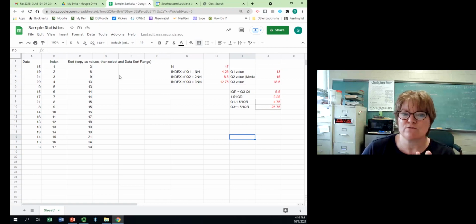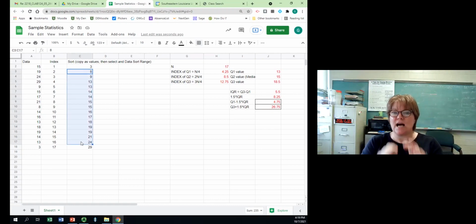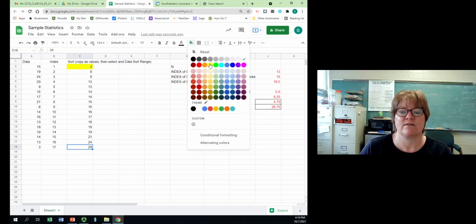So I'm just going to sort of draw a line in some sense. So 4.75. All of these between 4.75 and 26.75 are not outliers. Anything that's below 4.75 is an outlier. So I'm going to highlight this. This is an outlier. And 29 is above 26.75, so it's also an outlier.